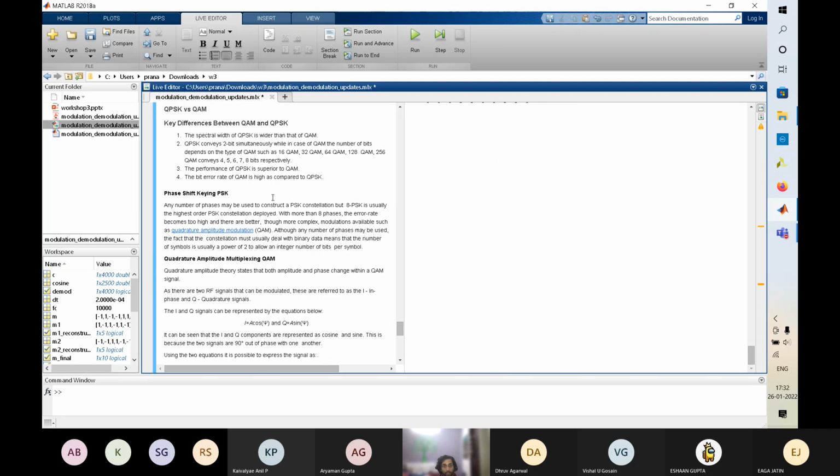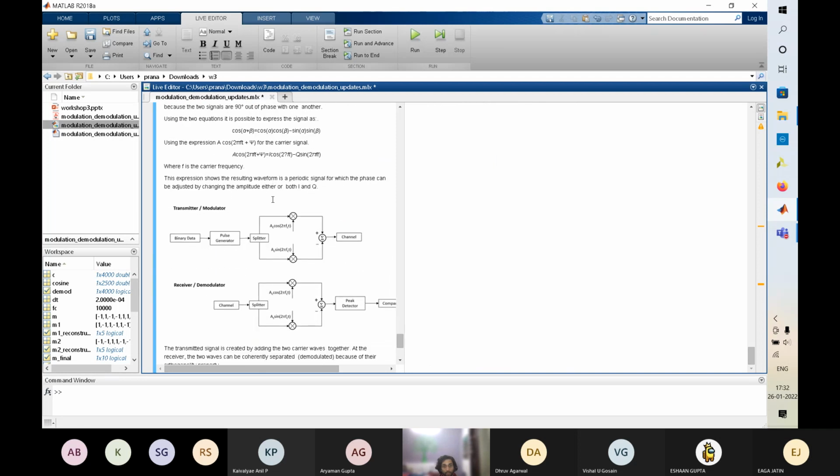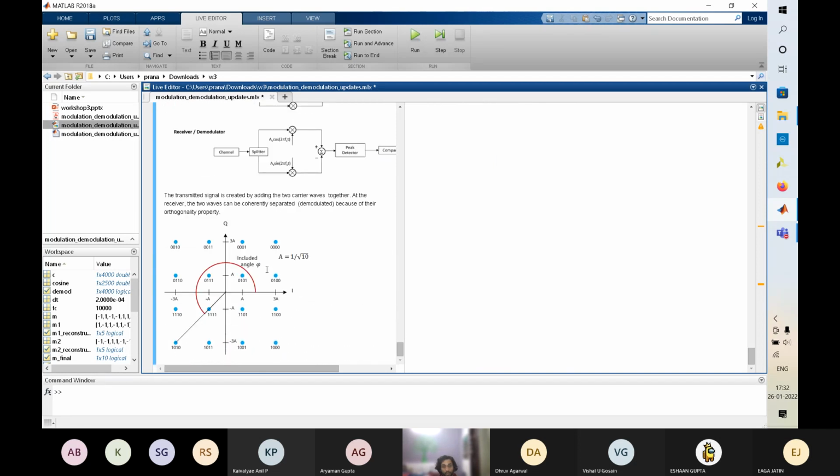In QAM, what is done is this type of constellation is made, and each point is assigned a bit pattern, like 0000, 0001. Then based on those bits, we calculate its amplitude and its angle, and that is used to calculate the transmitted signal.